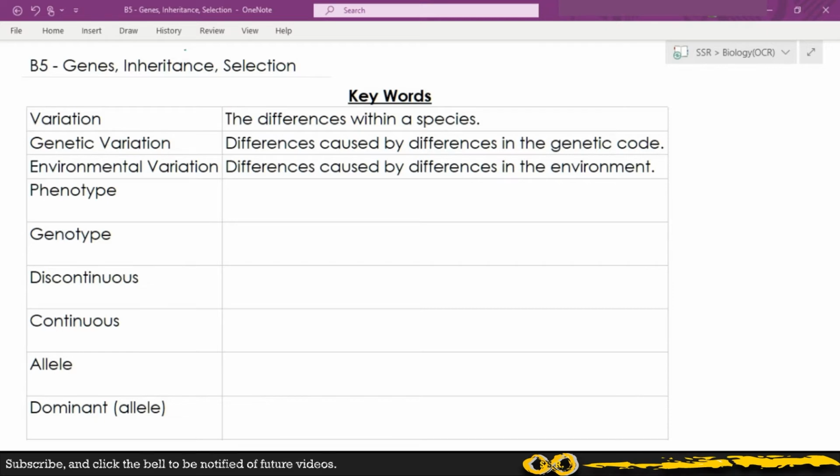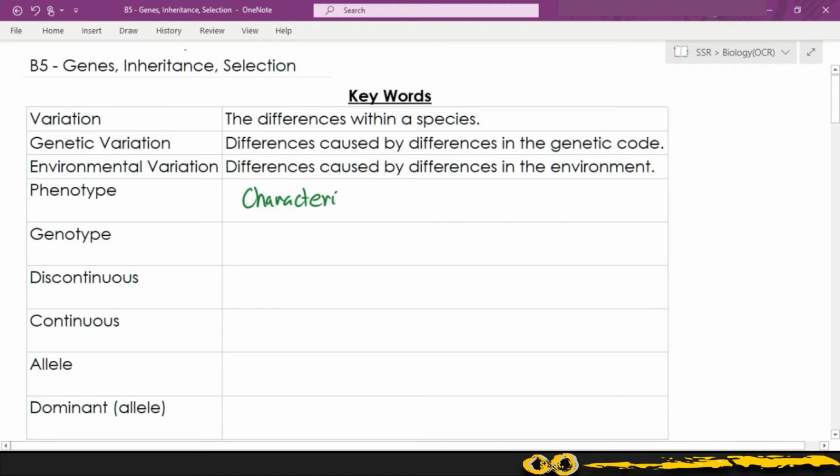There are a few more definitions, however, I'm afraid. Phenotype is the characteristic that an organism shows. So if you are looking at an organism, the phenotype of that organism is what you're going to see. And this is different to the genotype, which is the genetic makeup of an organism.